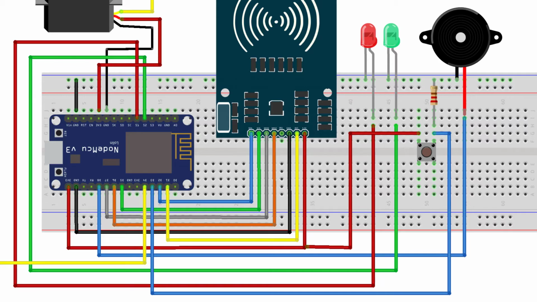Again, we have added an erasing button. One pin of the erasing button is connected to the D3 pin of NodeMCU and the other to the GND through a 220 ohm resistor. So that's all about the circuit diagram. Now let's get started with the Blynk application configuration.